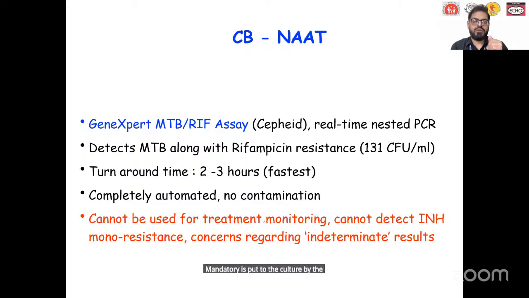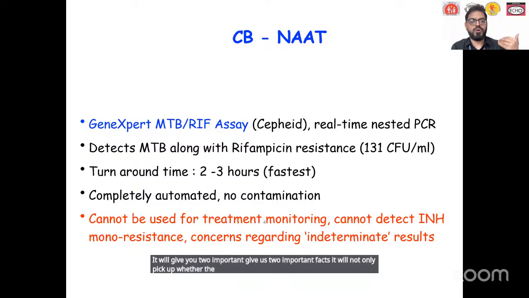So what is CB-NAT? Like I said, it is a molecular test. It will give us two important facts. It will not only pick up whether the sample contains MTB or not, but it will also tell us whether it is resistant to rifampicin or not. And it is a very highly sensitive test.